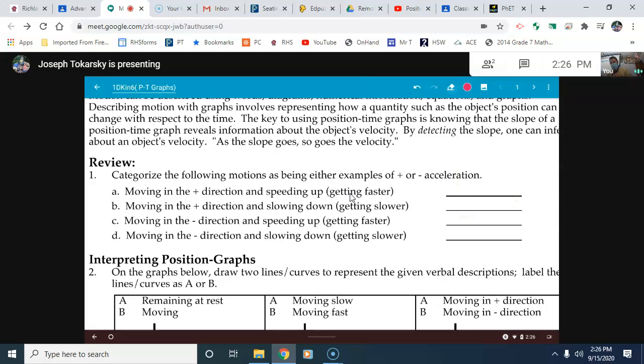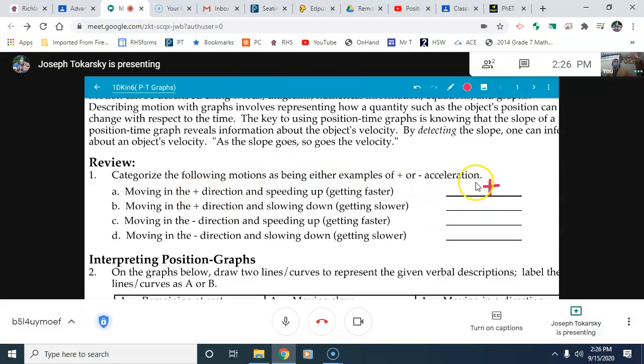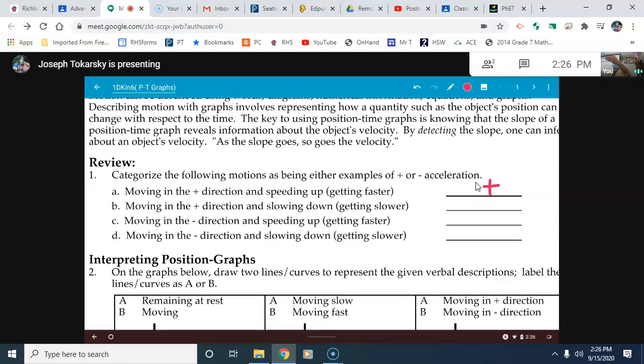Positive. Oops, I'm on my eraser still. There you go. So we put a plus there, because plus means speed is one way to mean speed up. All right? Moving positive, accelerating positive, plus is one way to speed up.